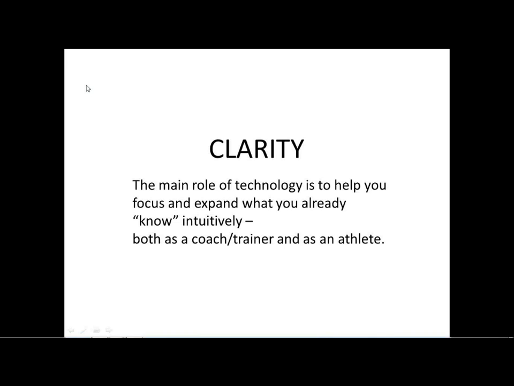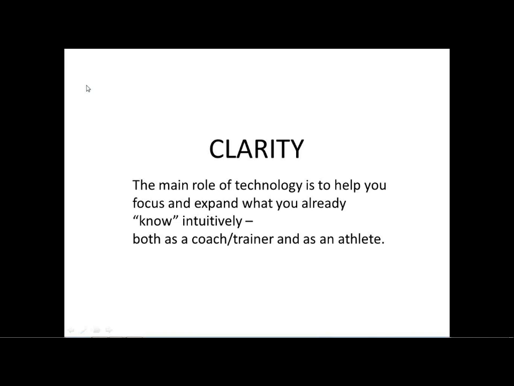So we're not trying to tell you stuff you don't already essentially intuitively know, right? So we're not reinventing stuff. We're not pulling stuff out of thin air. What technology and the technology-based approach is essentially doing is clarifying or focusing and expanding the level at which you understand and can utilize what you already essentially know intuitively as a function of being a human being, and participating in these activities and then coaching these activities or teaching these activities.